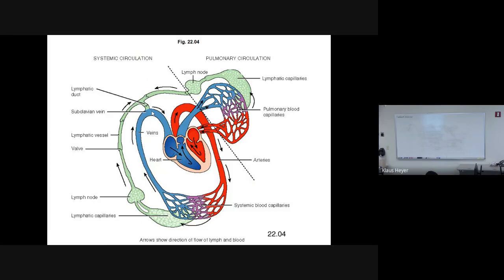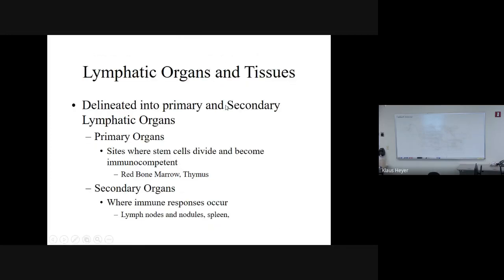I don't know if that slide's helping you. Probably not. So let me just pass it.